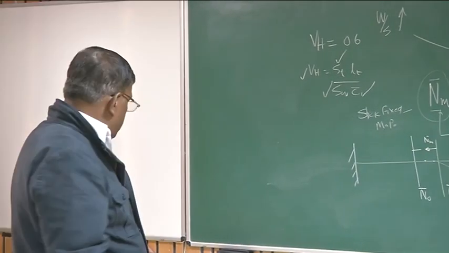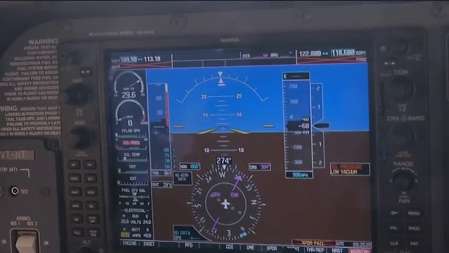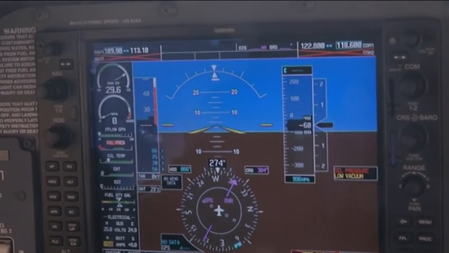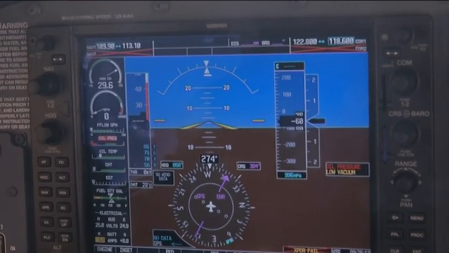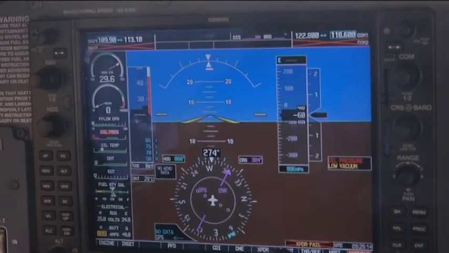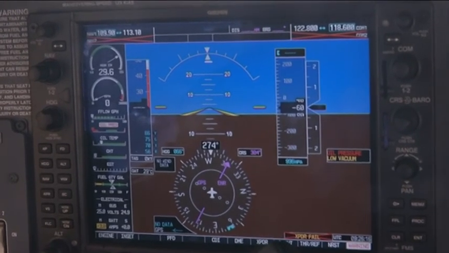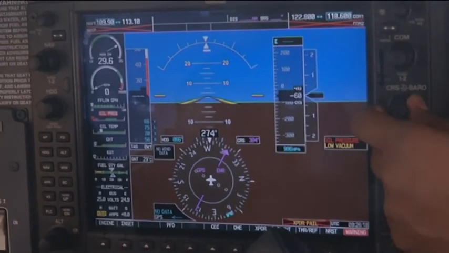Thank you very much. Dear friends, we are going for a sortie now. I have Captain Amit Dhaiya with me. He is the pilot in command. And we'll try to show you a few aspects of stability and control while flying.